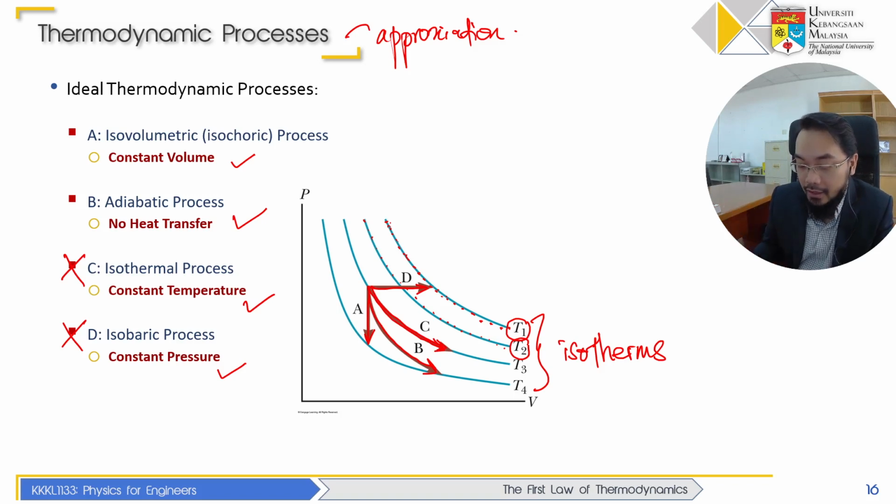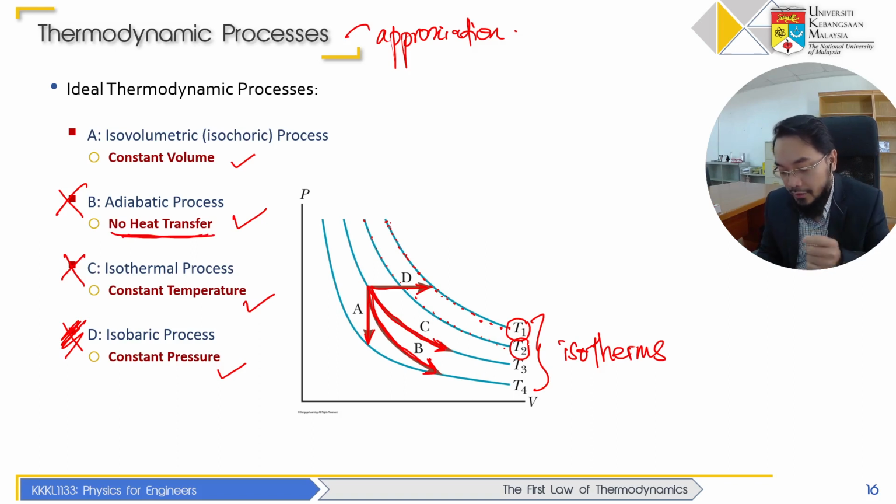Okay, an adiabatic process, on the other hand, follows a curve which is what we call random. It can be a curve that looks like an isothermal process, but it changes temperature. The only thing that is important for you to remember about an adiabatic process is that there is no heat transfer. The condition: adiabatic, no heat transfer. Isothermal, constant temperature. Isobaric, constant pressure. Isovolumetric, constant volume.